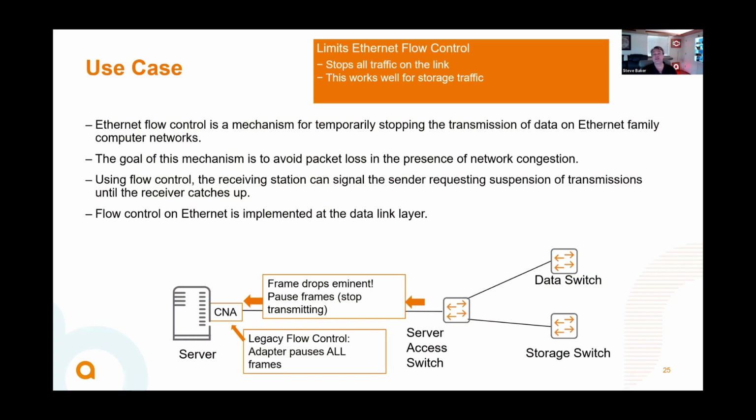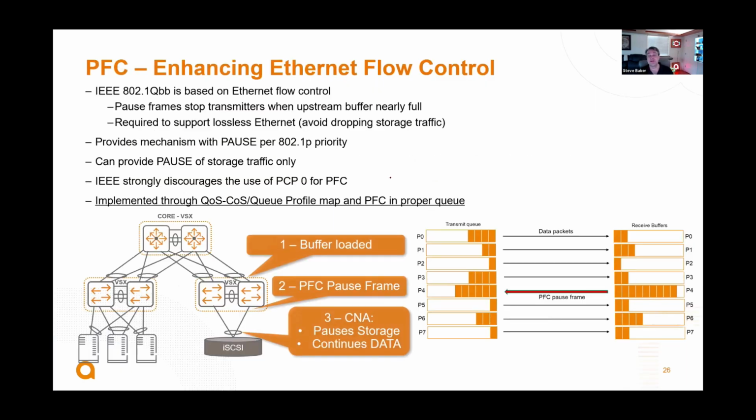So here, of course, is an overview of Ethernet link level flow control, stopping transmission of traffic over the entire length. Like I mentioned, the goal, of course, is to avoid packet loss. And of course, the receiving station can signal the sender requesting the suspension of a transmission until that actual receiver catches up. This is actually implemented at the data link layer. And then, of course, the difference here with PFC, like I mentioned, is PFC only sends that pause frame to traffic that's marked with a certain priority code point.